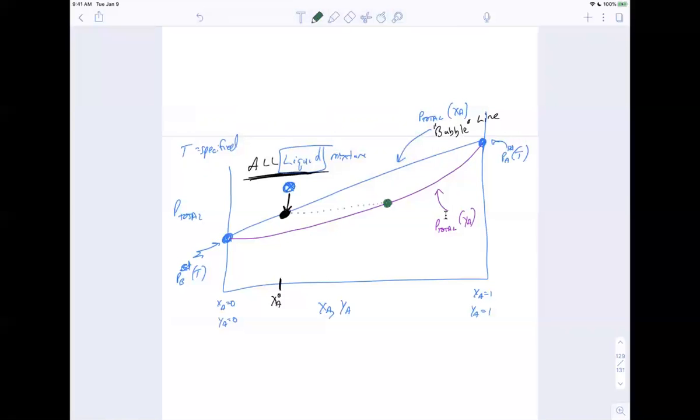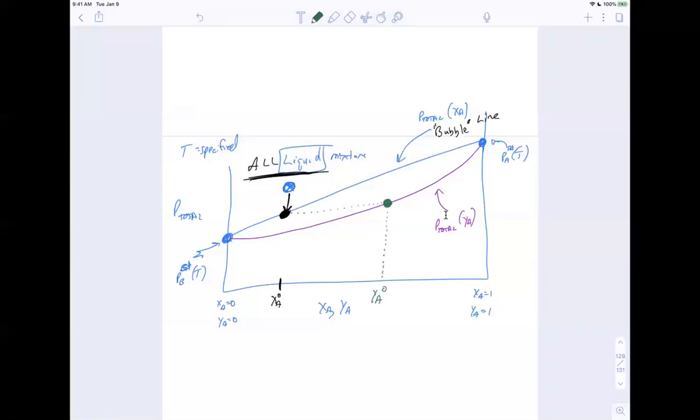But we know that Y sub A, based on our convention, represents compositions of the vapor. And so now we know what the composition of the vapor is at this P total. So this is the composition then. We still have X sub A naught, but this will be Y sub A naught. All right, so did everyone follow that up to this point? Yes.